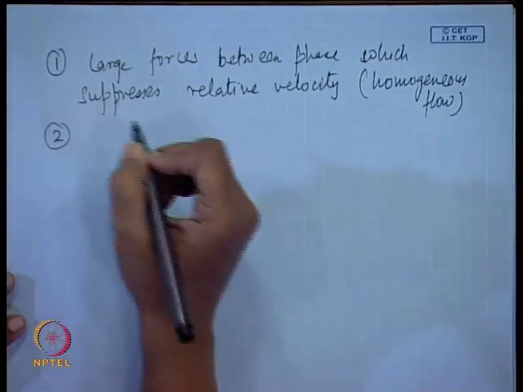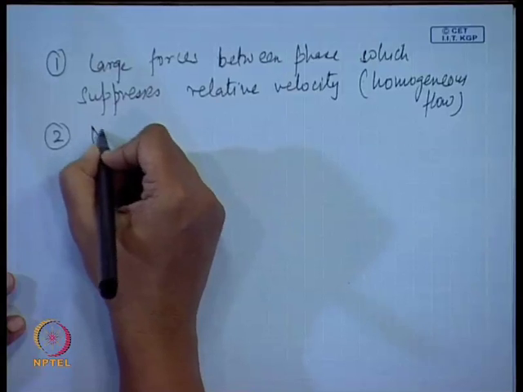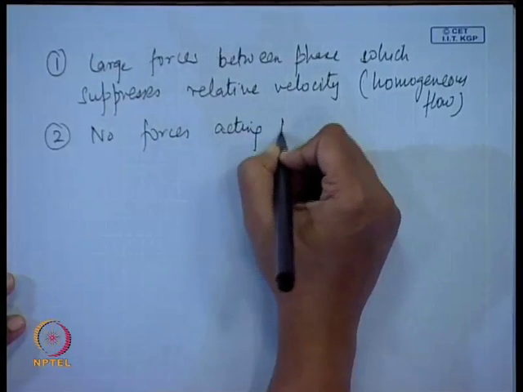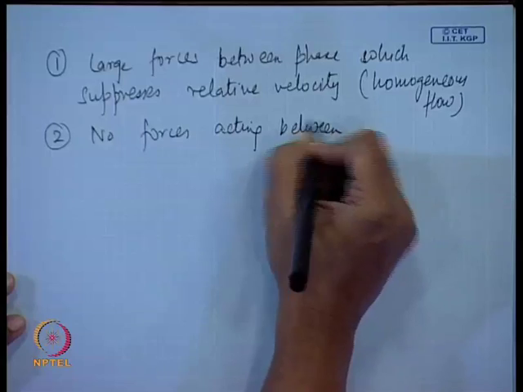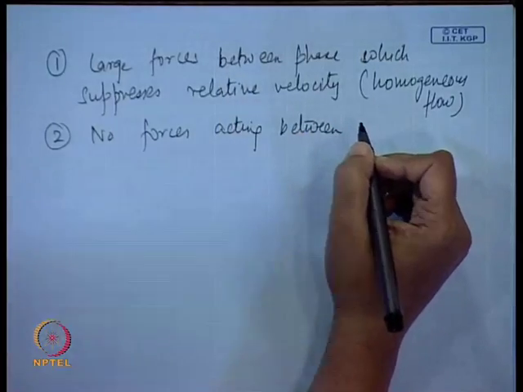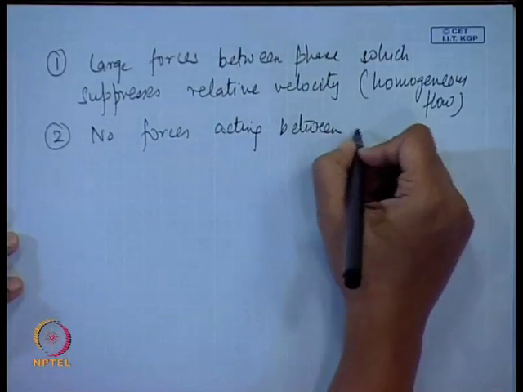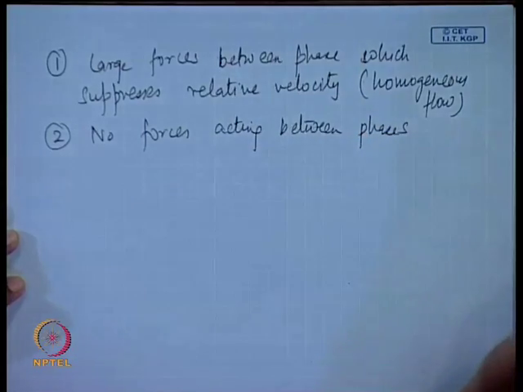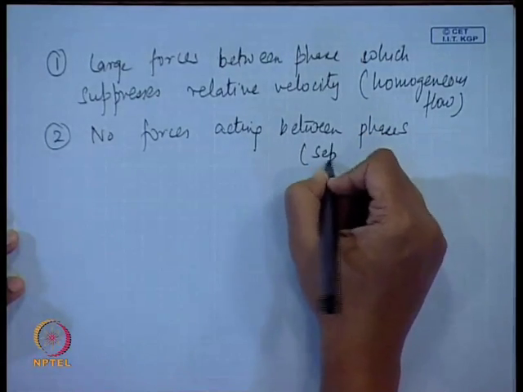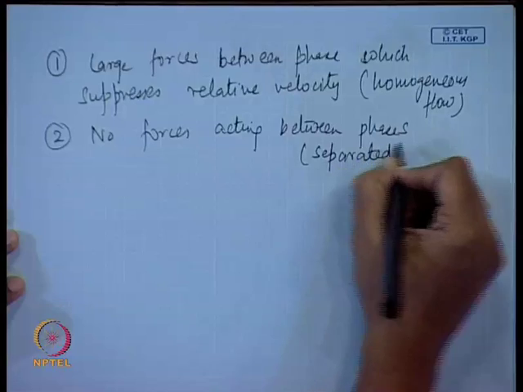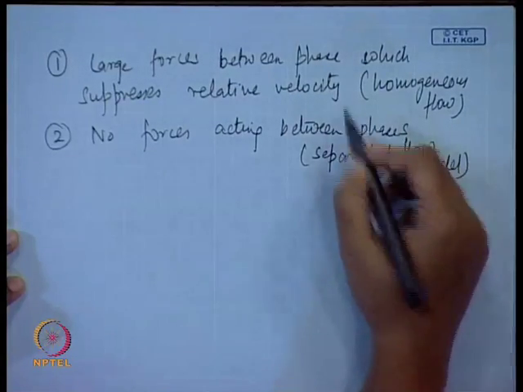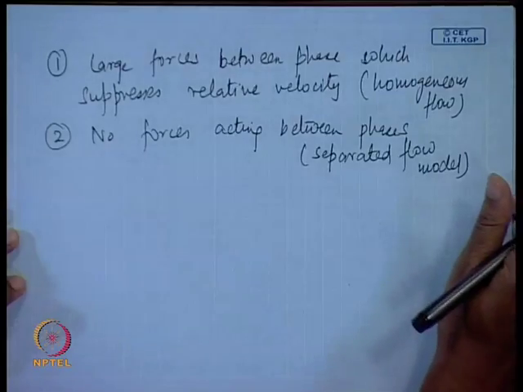What is the next extreme that we can assume? No forces acting between phases. Naturally, when no forces are acting between phases, they will separate out and they will be flowing in separate layers, is it not? So, no forces acting between phases. These are the two cases. This is the separated flow model. So, these are the two cases for which you can solve it.